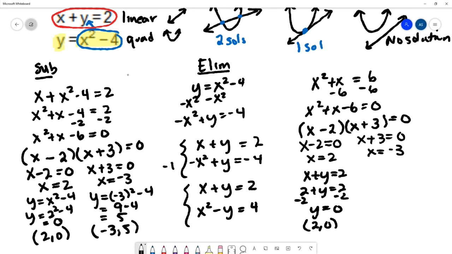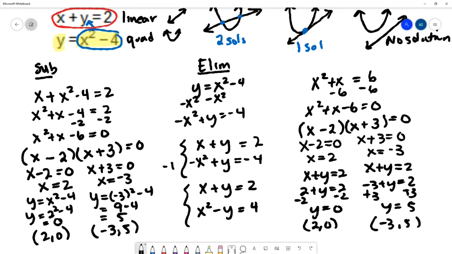Let's do the same thing for the other one. If x plus y equals 2, -3 plus y equals 2, I'm going to add 3 to both sides, and y equals 5. So that gives our second solution being -3, 5. These are the same solutions that we got with the other method.